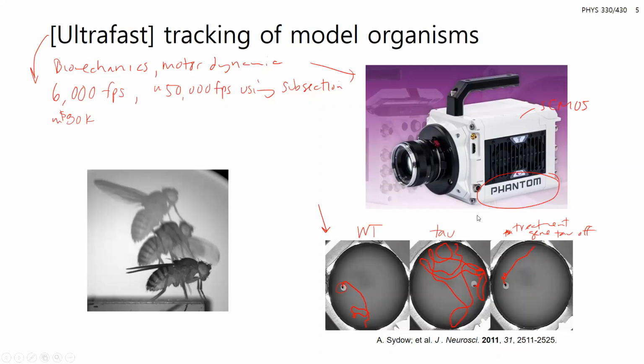Cool. So any questions at all in terms of the organisms or animal type models and studies, insect studies?